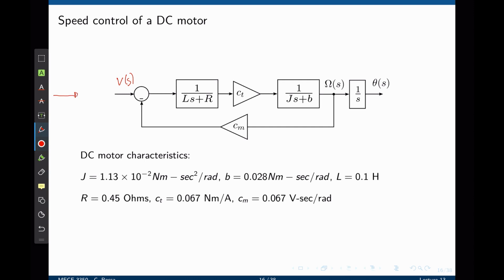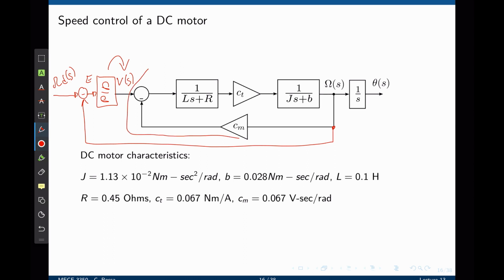First, we need to define a desired speed. In this case, that will be omega d. Omega d has to be compared with the actual speed. This creates the error. The error is given to the controller, and the output of the controller is the voltage that is going to be applied to the motor. This entire block here is the physical structure of the DC motor, and it cannot be changed.